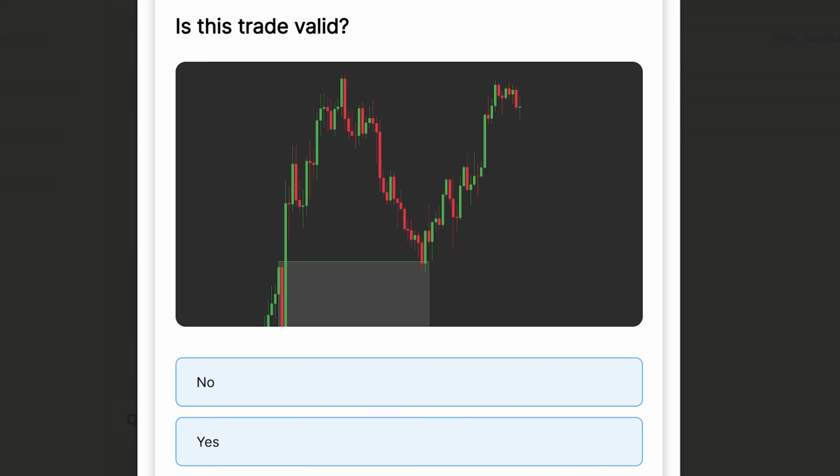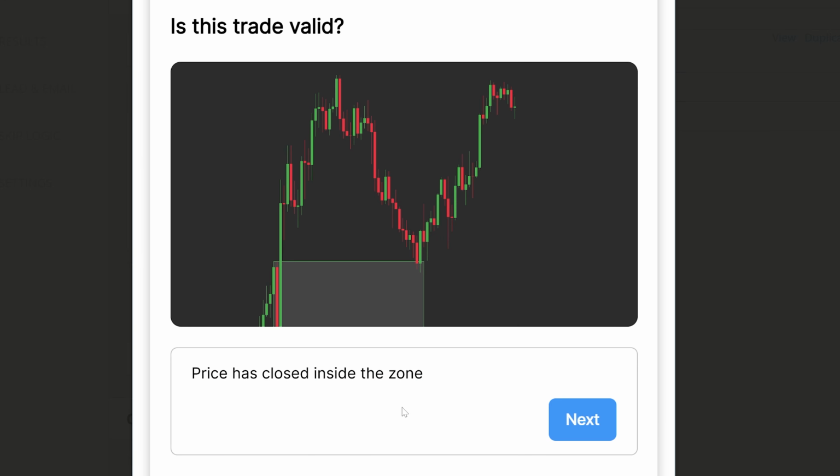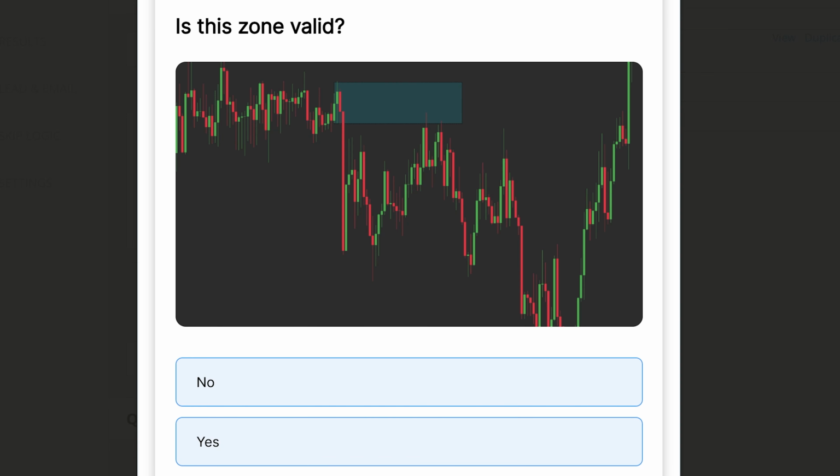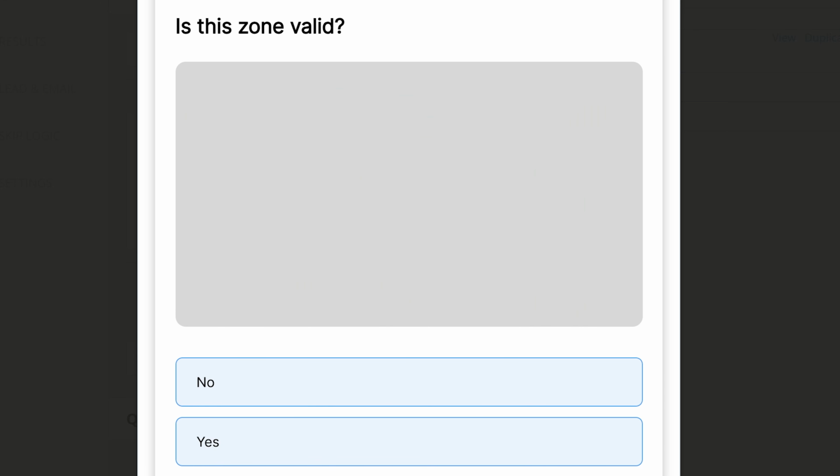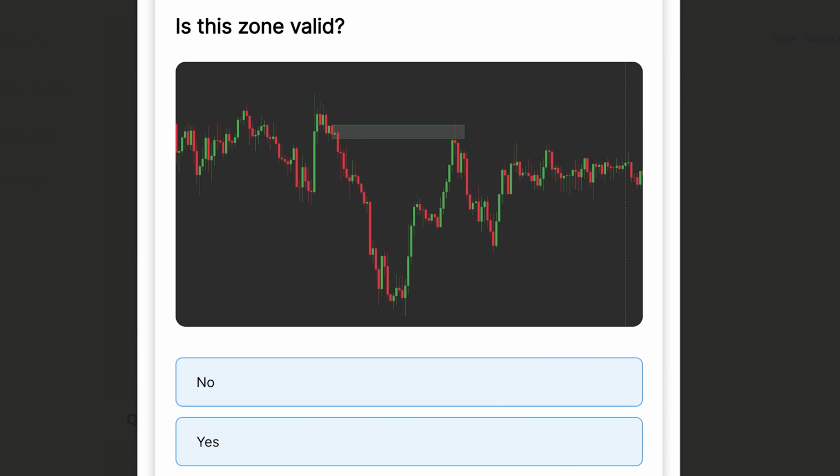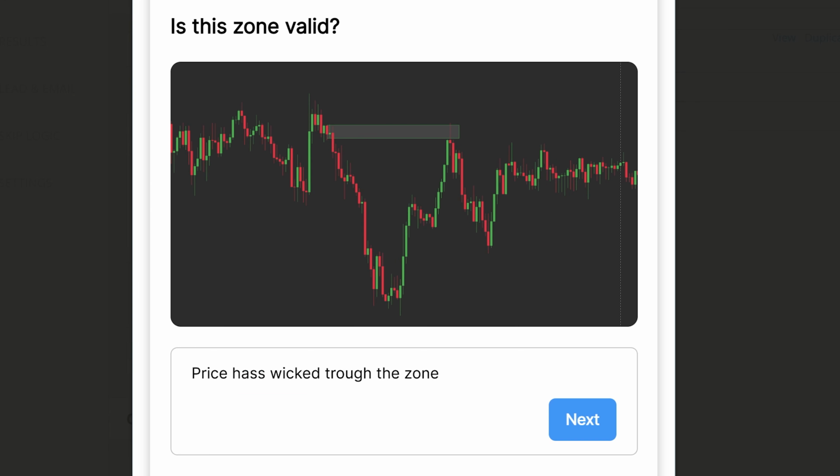Is this trade valid? No, because price has already closed inside our box. Is this zone valid? Is this zone valid? No, because price has wicked through our box.